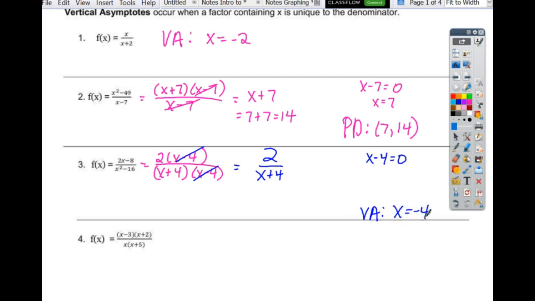And you have to write it with the x equal. Don't just put negative 4, okay? You have to have the x equal. And so here, the x is positive 4. So I'm going to substitute that in my reduced function to find the y value of my point discontinuity. So my point discontinuity is going to be 4 and 1/4.